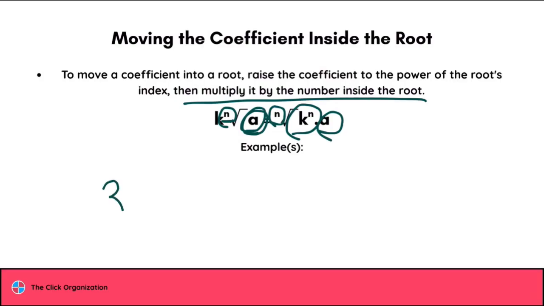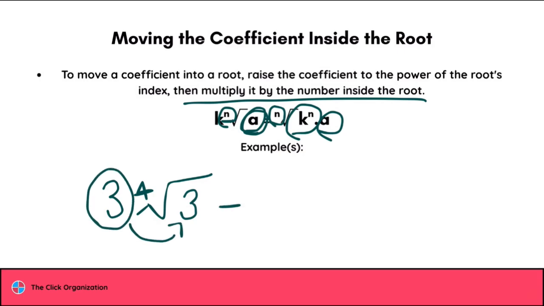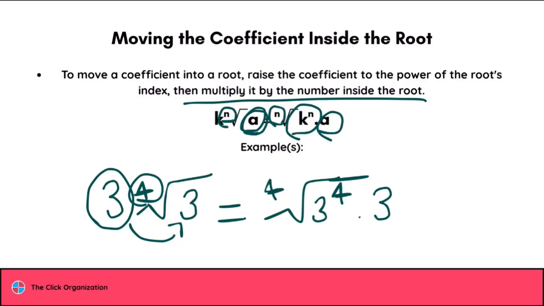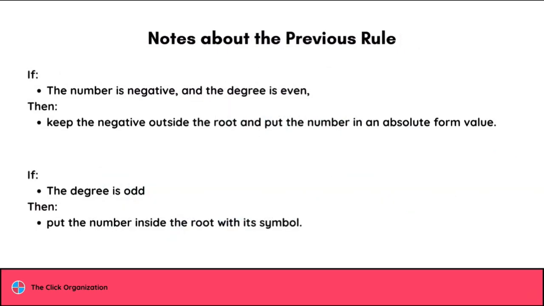For example, I have 3 times the fourth root of 3. I want to move my coefficient inside the root. So what I'm going to do is raise my coefficient to the power of my degree. So 3 to the power of 4 times 3. And then multiply it with the number inside the root, or with the radicand. And the result will be the fourth root of 243.